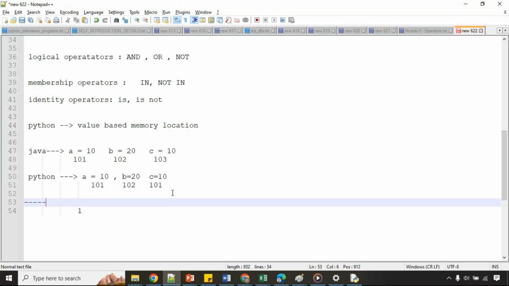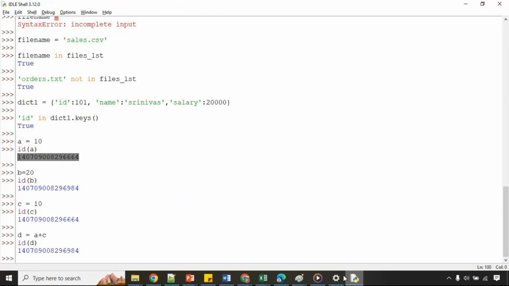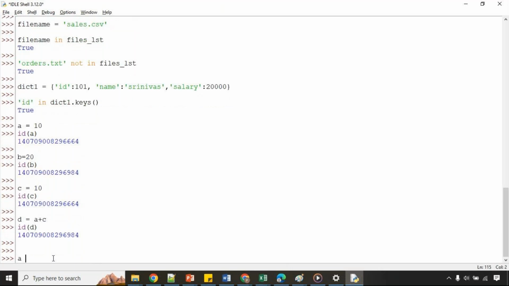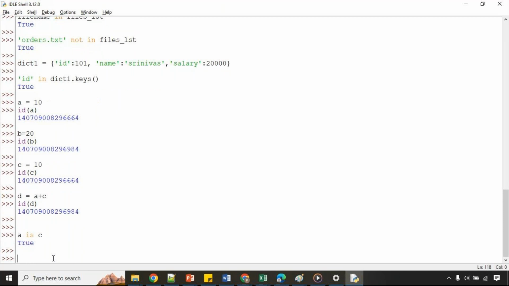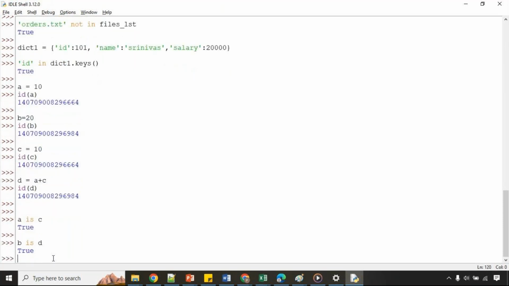Now, let me show you that. Here you can see the address. Now here you can see a is c is True. Based on the address, it is going to check. If both have the same address, is and is not is going to do the address level comparison, the memory addresses.